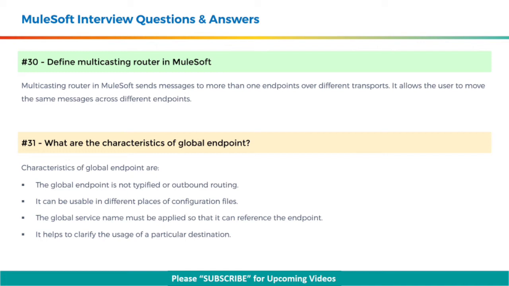The global endpoint is not typified for outbound routing. It can be usable in different places of configuration files. The global service name must be applied so that it can reference the endpoint. It helps to clarify the usage of a particular destination.